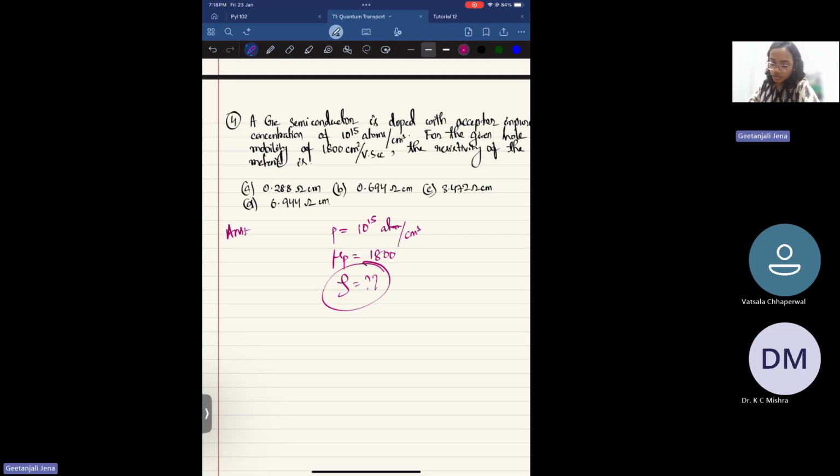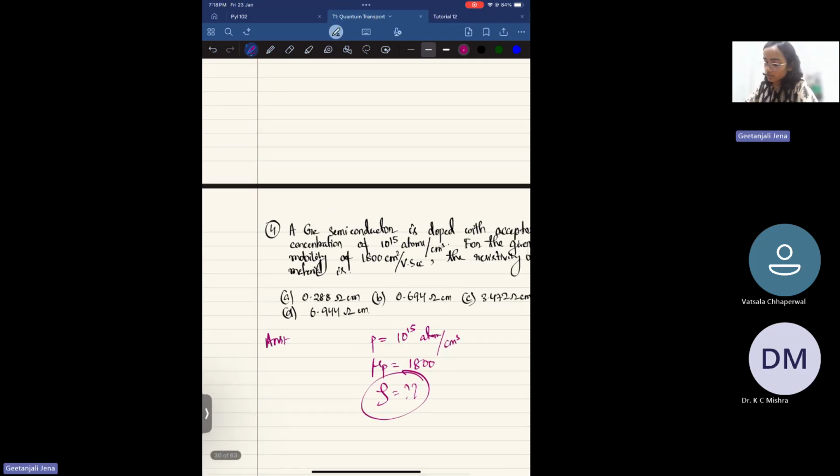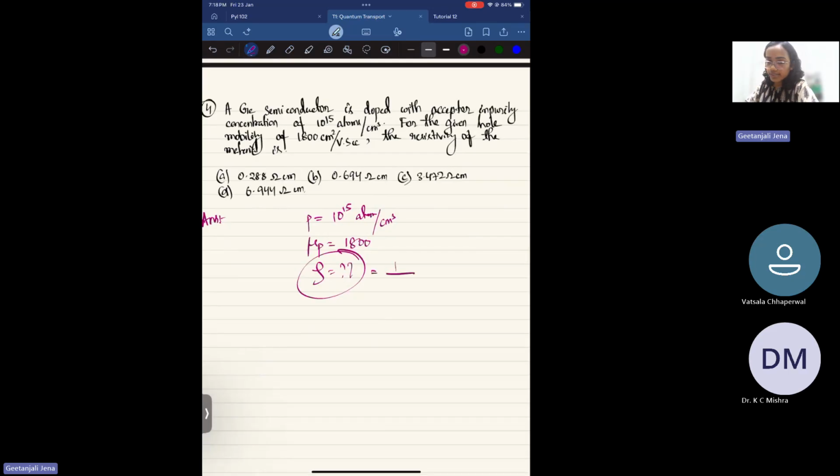Okay, so let me quickly solve it. So rho is nothing but 1 by sigma. Sigma is, for this, it is P e mu P. P is given 10 to the power 15, e is 1.6 into 10 to the minus 19. Mu P is 1800. So this will give 3.472 ohm centimeter. Option C.